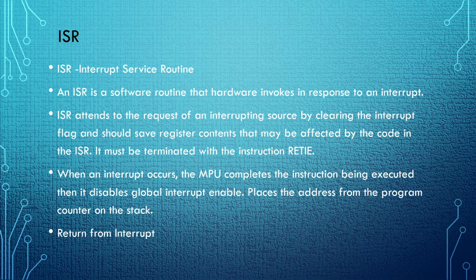When an interrupt occurs, the microprocessor completes the instruction being executed. Then it disables the global interrupt enable, places the address from the program counter on the stack, and returns from the interrupt.